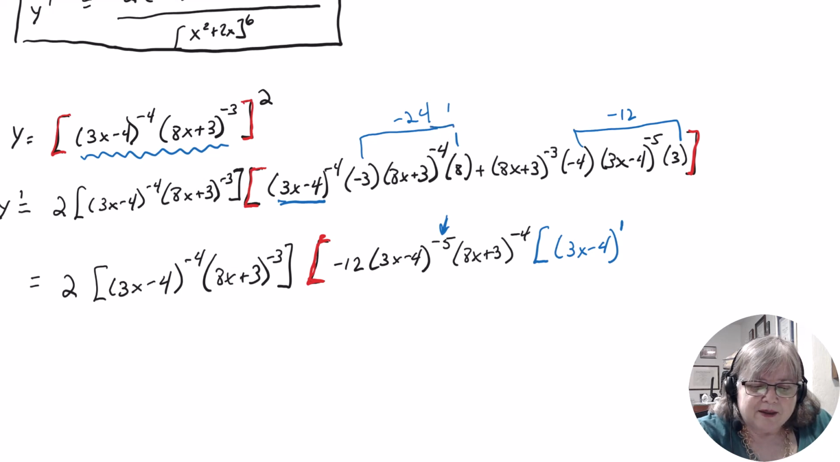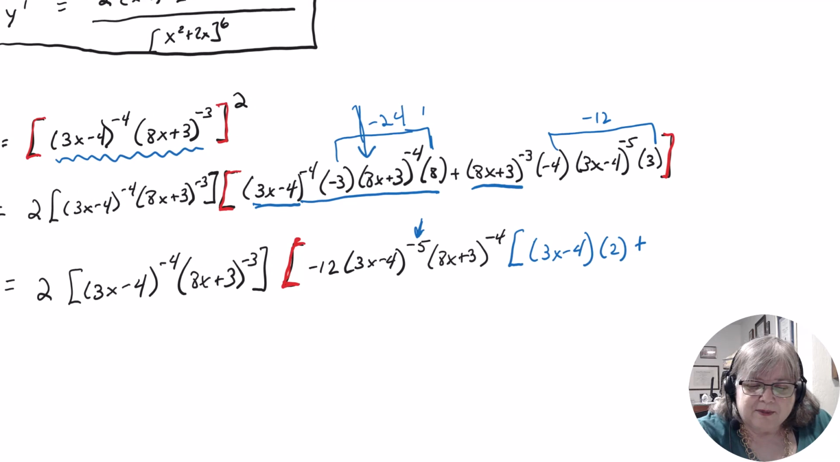I had this negative 3 and this 8, which was negative 24, and I took out a negative 12, so there's 2 left, right? I also had an 8x plus 3 to the negative 4th right here. This is where we're at. Okay, we're down to here. And I took out all of them, so there's no 8x plus 3's left.